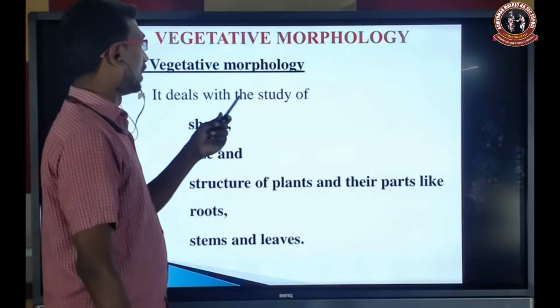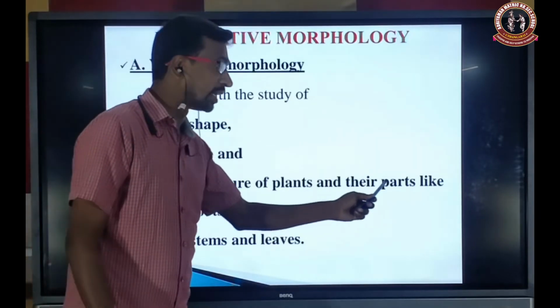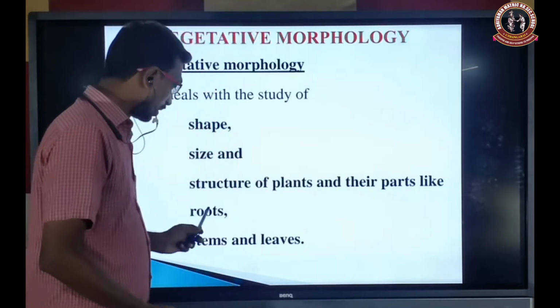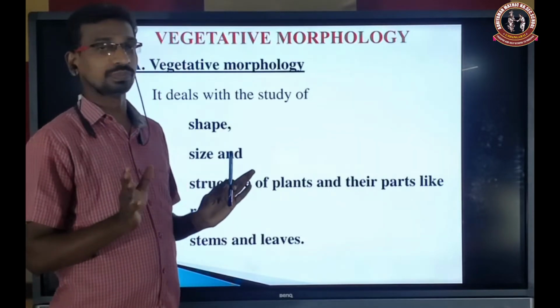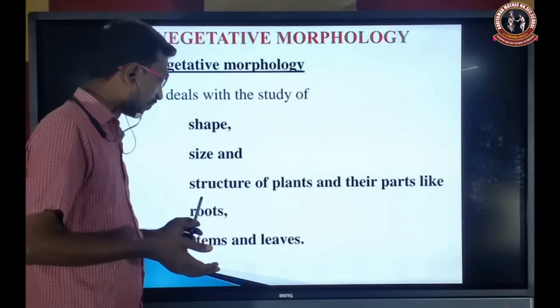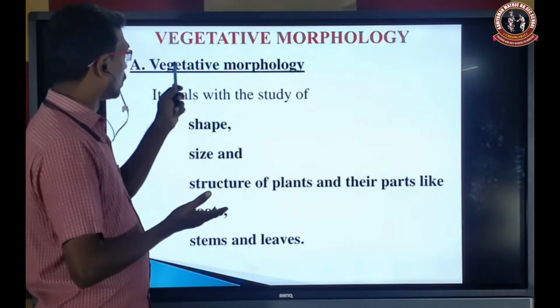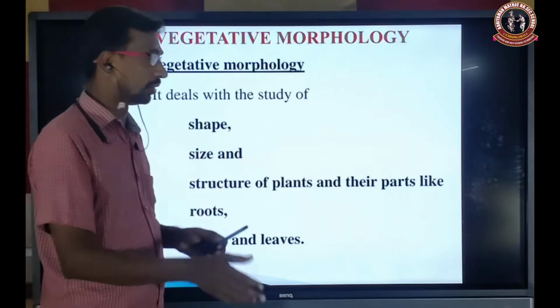Vegetative morphology deals with the study of the shape, size and structure of the plant and the parts. What are the parts? That is the root, stem and the leaves. So what is the size of the root, stem and leaves? What is the shape of the root, stem and leaves? What is the structure? Like that. So it only deals with the external features.